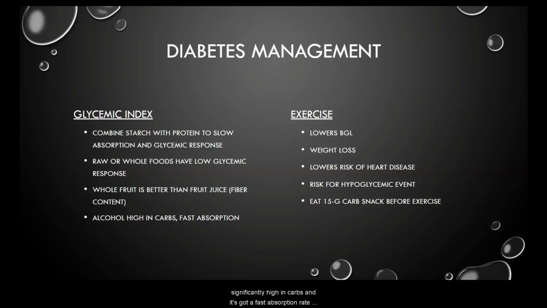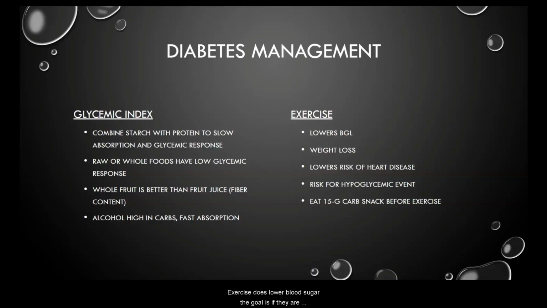Alcohol is significantly high in carbs and it's got a fast absorption rate for carbs. So drinking beer, or any of the alcohols that are higher in sugar. There are some that are a little bit lower, but mostly it's all turned straight to sugar and can elevate blood sugar levels much quicker than other items.